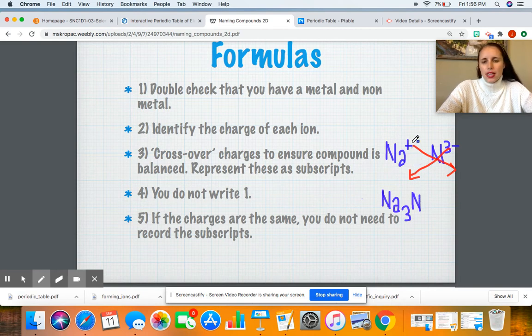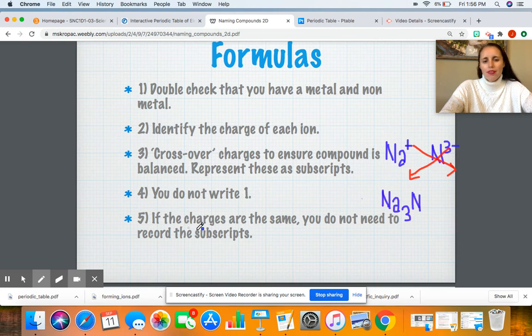Then I'm going to take a look at the charge up here. Now there's nothing written, so remember, if there's nothing written, that means there's a 1. Well, rule number 4 says that I do not need to write 1. I don't have to put a 1 here. The fact that there's no number means that there's actually 1. So we just leave this as it is. This is something that's got charge balance. So I know the chemical formula for sodium nitride is Na3N.